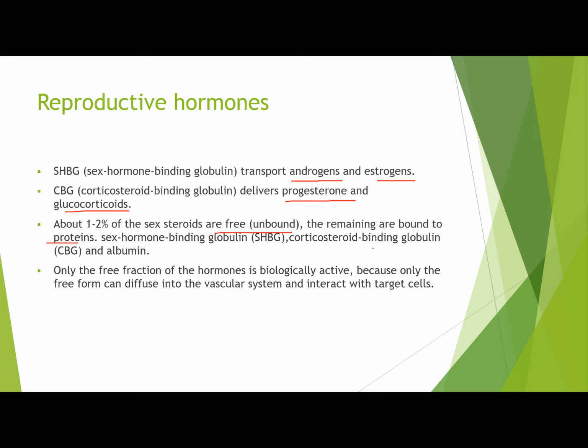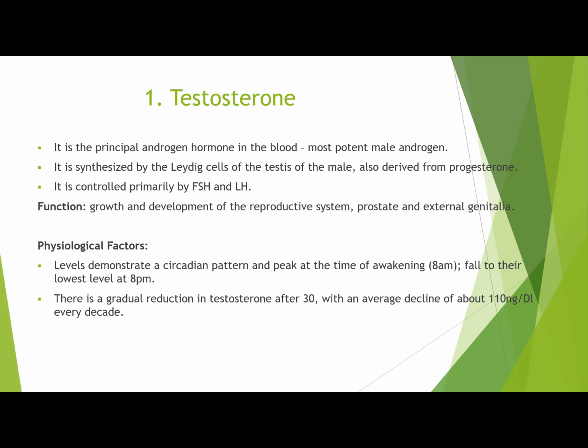Sex hormone binding globulin, corticosteroid binding globulin, and albumin, class. So, onting-onti lang class, pakitandaan 'to, only around 1 to 2% are free. The remaining 98 to 99% class are usually attached sa tatlong 'to. Only the free fraction of the hormone is biologically active because only the free form can diffuse into the vascular system and interact with target cell.